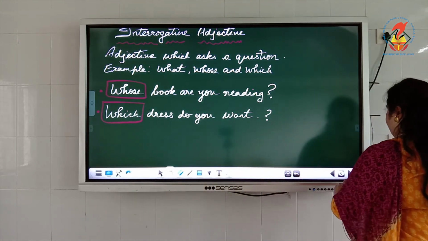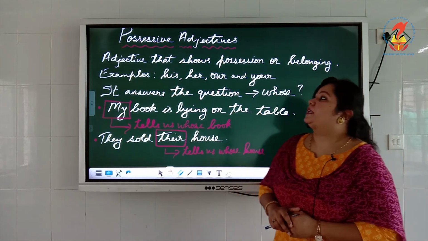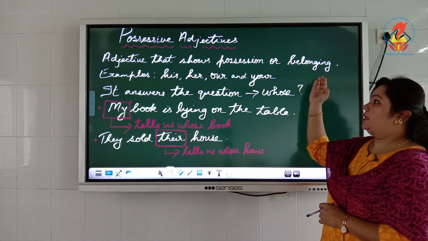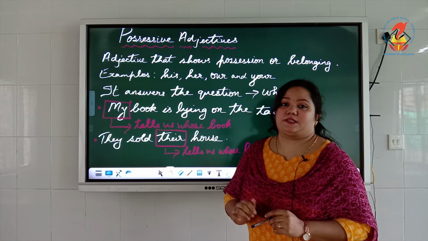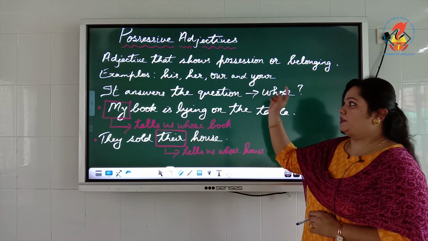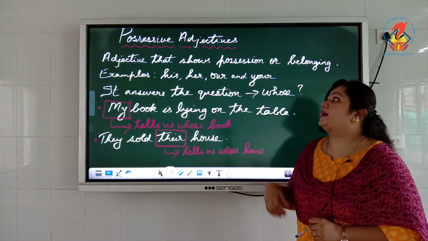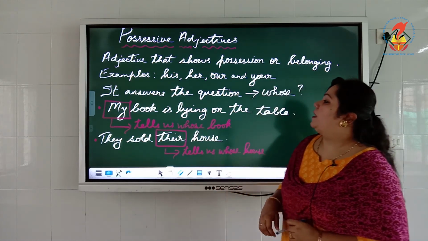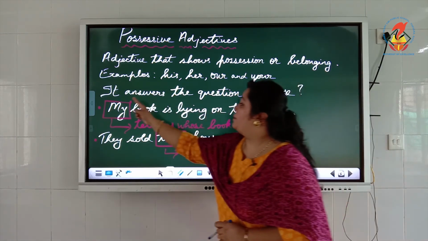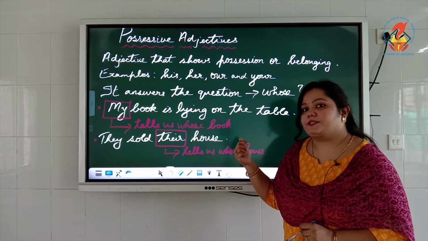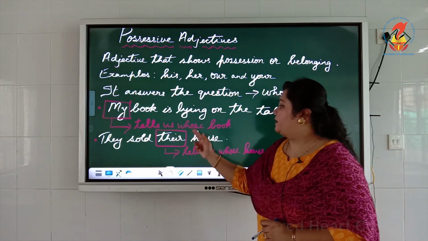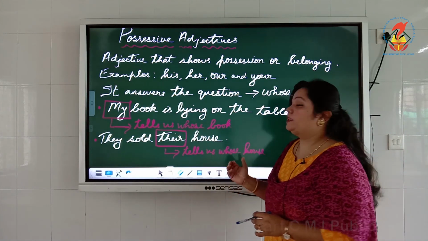Okay, next what did we learn? Possessive adjective. Now what is a possessive adjective, children? Adjectives that show possession or belonging are known as possessive adjectives. Okay, and the examples are his, her, our and yours. Words like this tell us that it is a possessive adjective. And again, the sentence, my book is lying on the table. So the word my tells us whose book is on the table. Okay. Then we have they sold their house. The word their tells us whose house we are talking about.